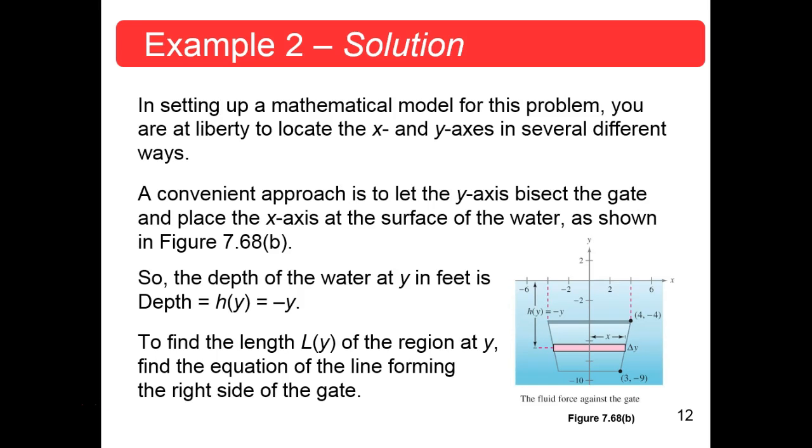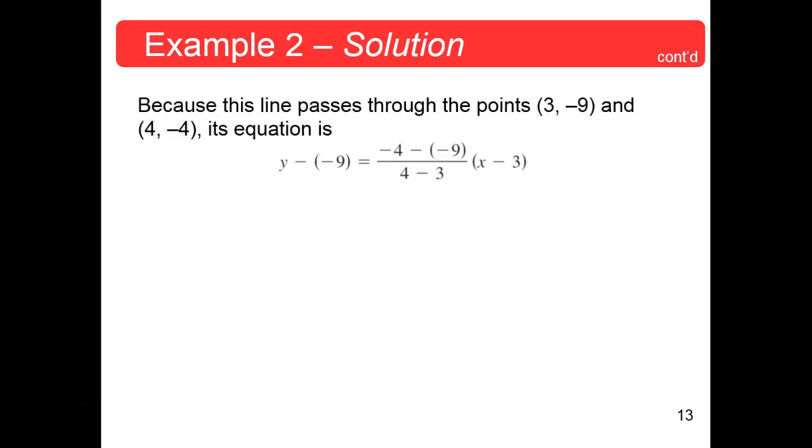y minus negative 9 is equal to the slope of this, which would be negative 4 minus 9, that's a plus 5 over 4 minus 3. So that gave us a slope of 5. Okay? So y minus negative 9, or y plus 9, is equal to 5 times x minus 3. Use that. So that's where they got that.